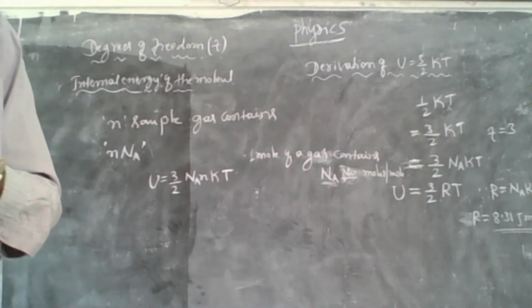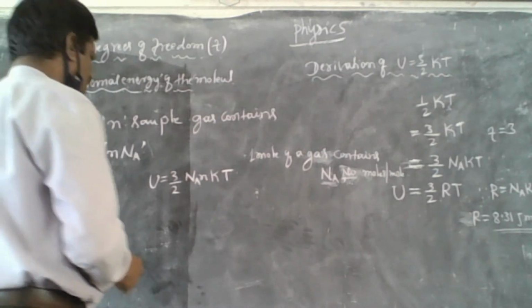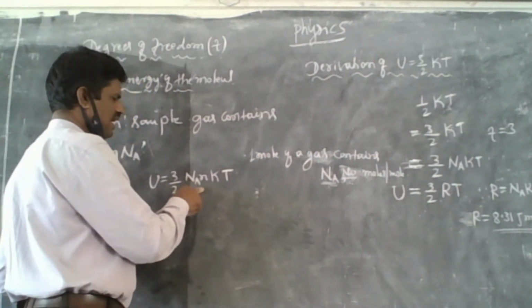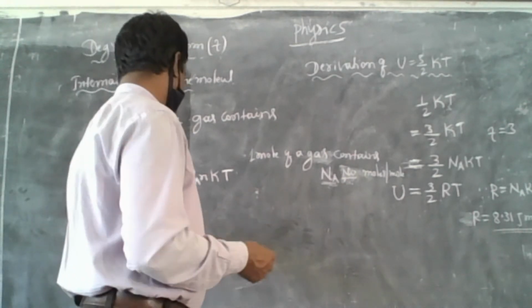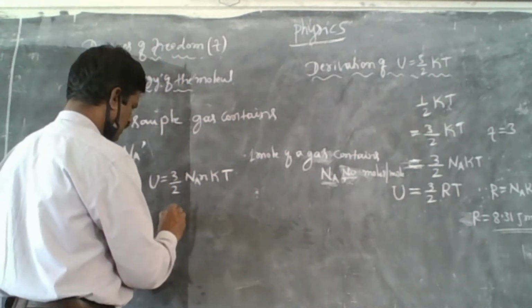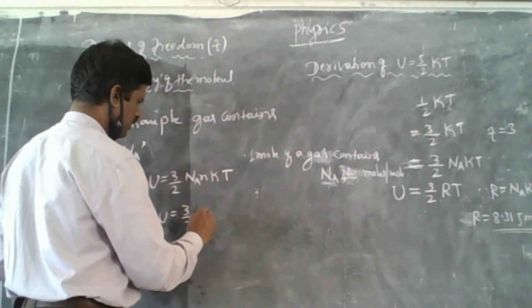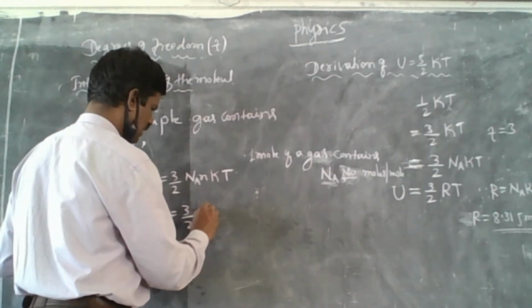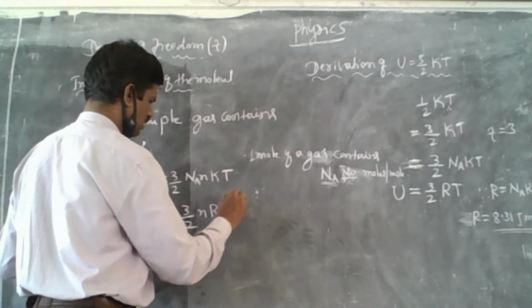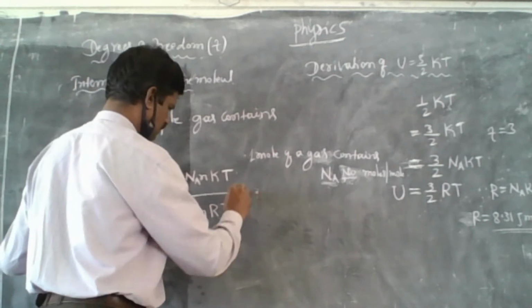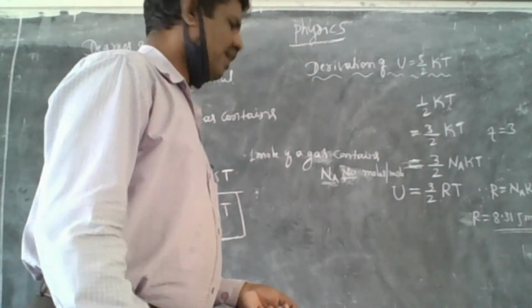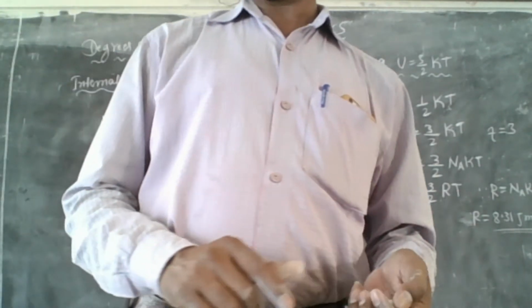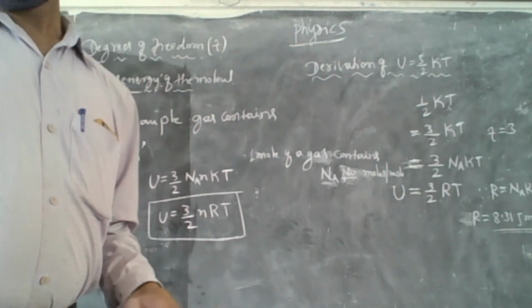So the product of Na and K is the number of atoms in a system. So this is known as U equals 3 by 2 nRT. This is known as the internal energy of the molecules of a gas.